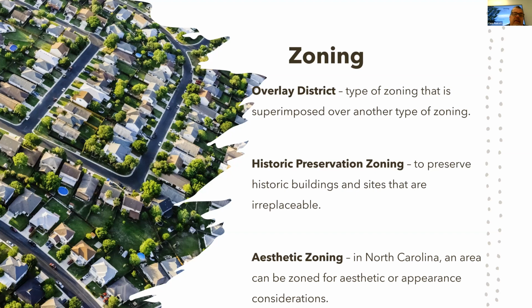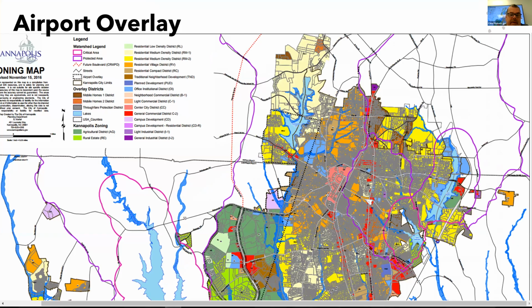Aesthetic zoning is the example I gave you on Kannapolis Parkway. They can tell you how your buildings look. They have to look a certain way, meaning, are they brick? Are they a certain distance off the road? Those kinds of things. Here's an example. I hope you can see it. This little black dotted line right here, as my mouse is trying to go down it, that is an overlay district in Kannapolis. That is the airport overlay.